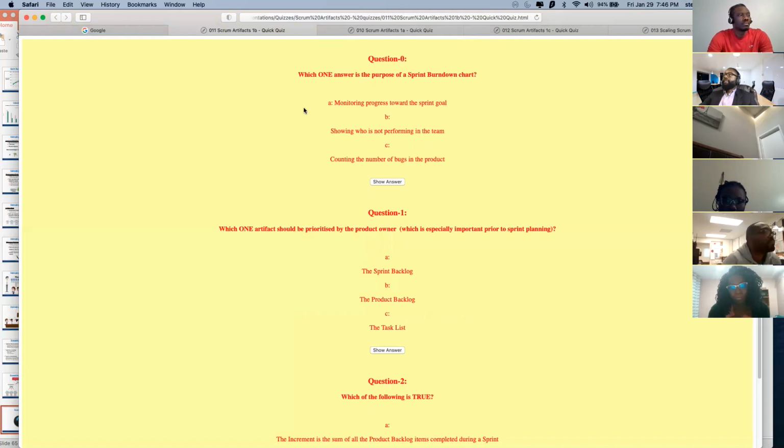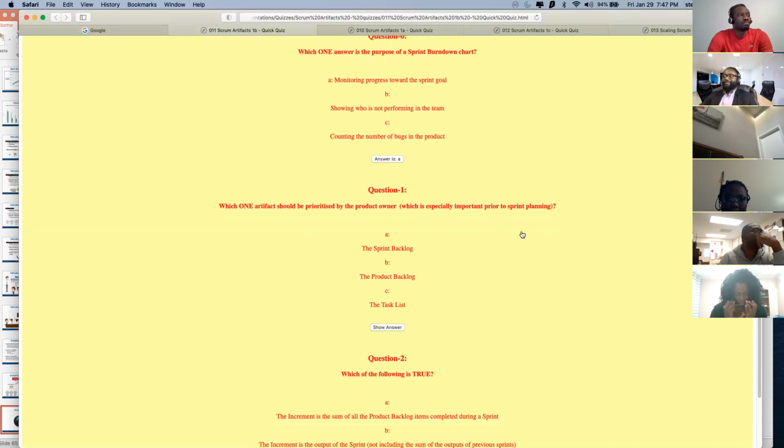Which answer is the purpose of the sprint burn down chart? A, monitoring progress toward the sprint goal. B, showing who is not performing in the team. C, counting the number of bugs in the product. A, B, or C? A. All right, that's obvious. That one, no question, right?